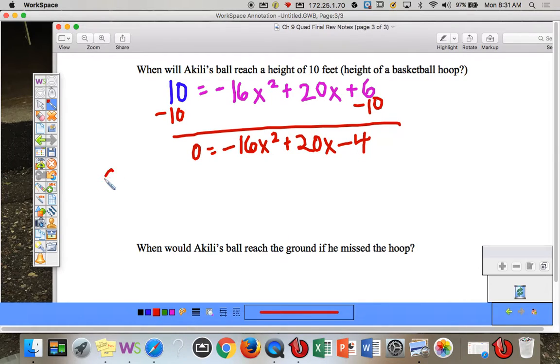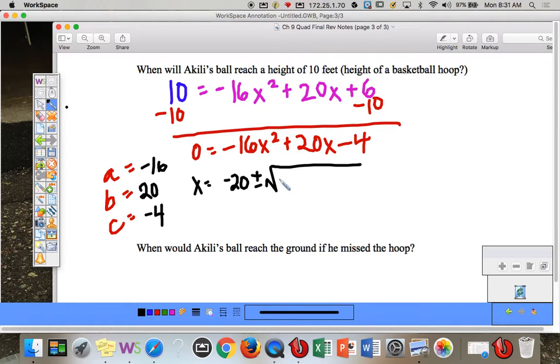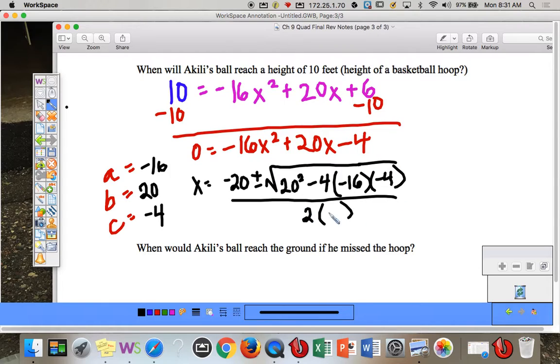Now we have a new a, b, and c. So you get 0 on one side, a is negative 16, b is 20, c is negative 4. Plug into the quadratic formula: x equals opposite b plus or minus the square root of b squared minus 4ac all over 2a. Figure out your three different parts right here.